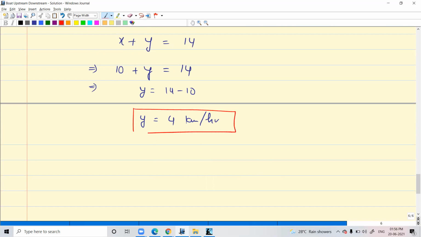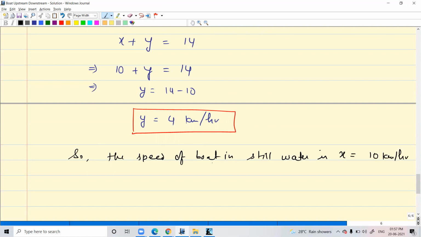And remember, what is this y? It's the speed of the stream. So as a final conclusion, you will write, speed of boat in still water is x, that is 10 kilometers per hour, and speed of the stream is 4 kilometers per hour. Okay.